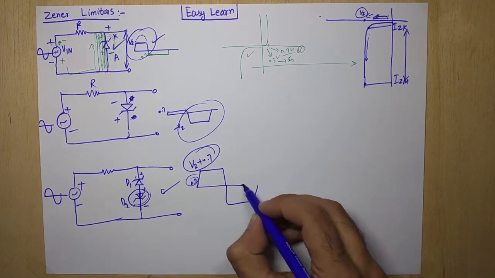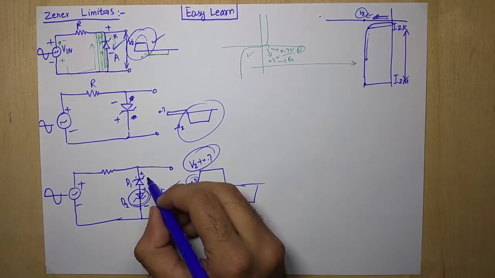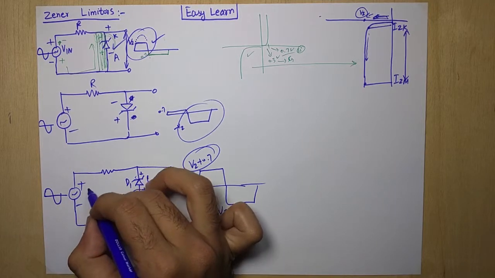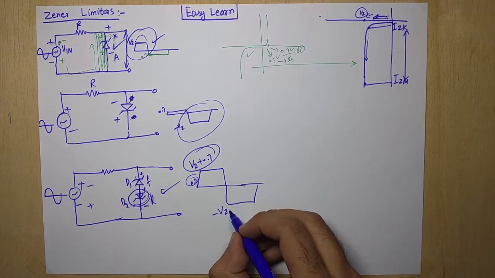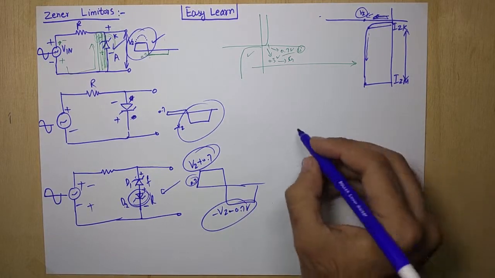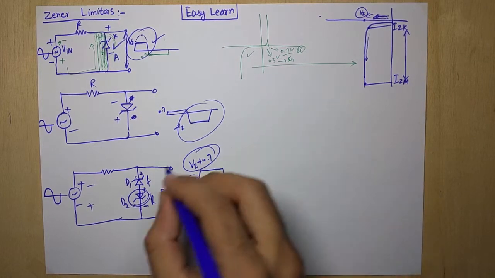Same in the case of negative minus Vz: this diode will behave in forward bias and this one is in reverse bias in the case of negative polarities, when the polarities are changed. So negative Vz minus 0.7 volt. For example, let's discuss an example.